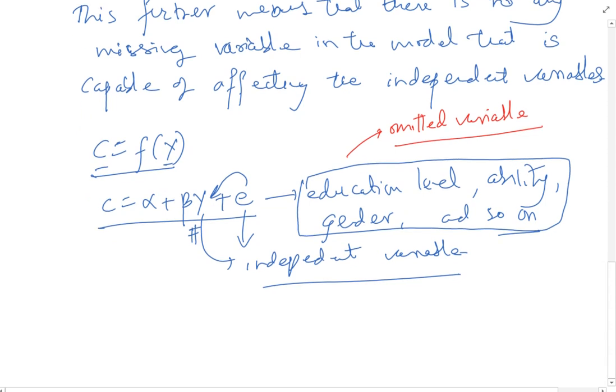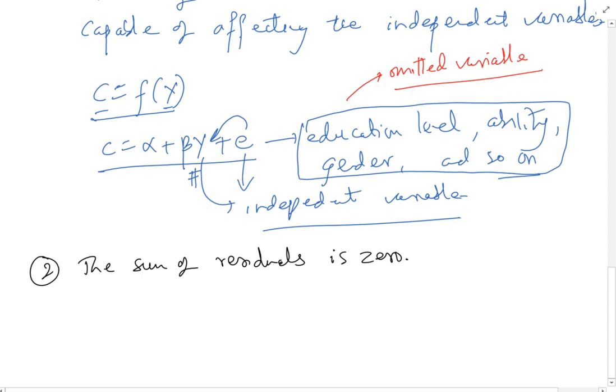And the second property, property number 2, is that the sum of residuals is 0. It simply means that summation ei equals 0, or in matrix form, summation ei equals 0.